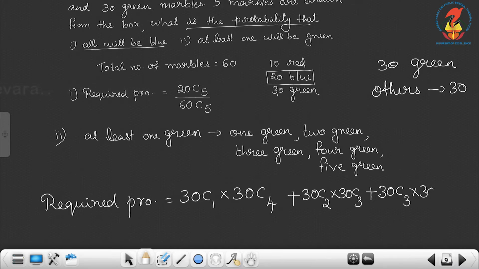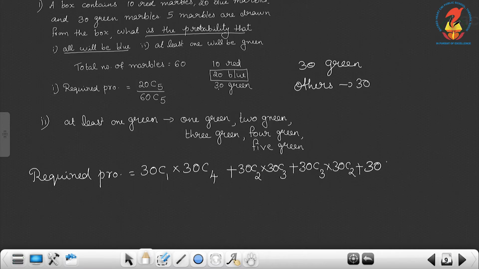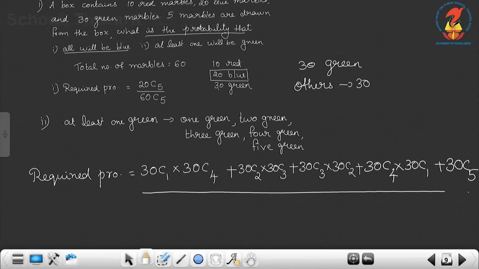So, we need 2 from the others, then plus 30 C4, green color marble 4 and the other one is 1, or all 5 will be green. Okay, first case 1 marble green, second case 2 marbles green, 3 marbles green, 4 marbles green, 5 marbles green. Then you add it, 1 plus 4 is 5, 5, 5, last is 5. Okay, divided by the total, which is 60 C5.